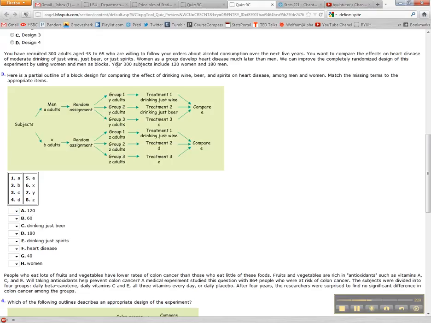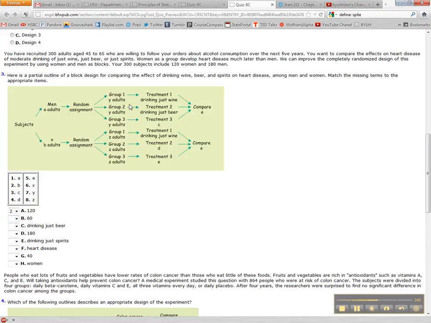If you read the question, it says your 300 subjects include 120 women and 180 men. So men is at the top and women is at the bottom. So 120 women, 120 should be for the women, so it should be for the bottom. So it should be B, right? So 120 should be B is 2. See that? And 60, what does 60 mean?